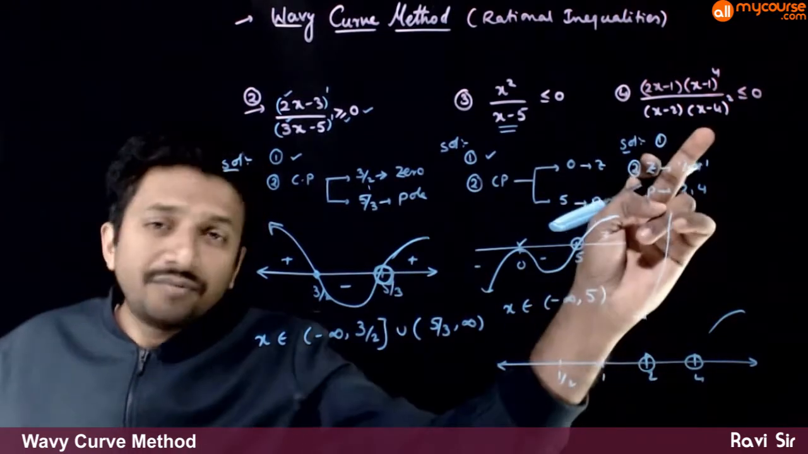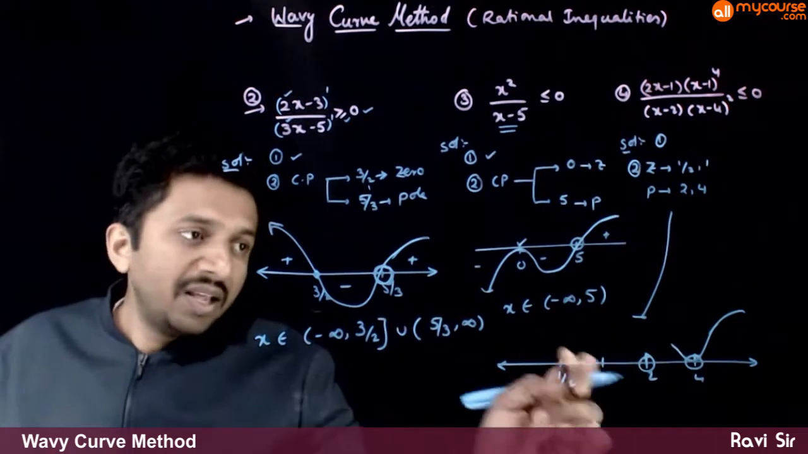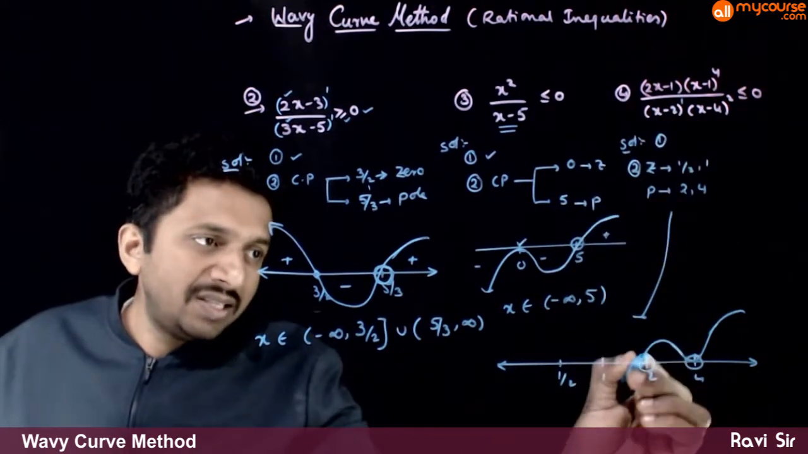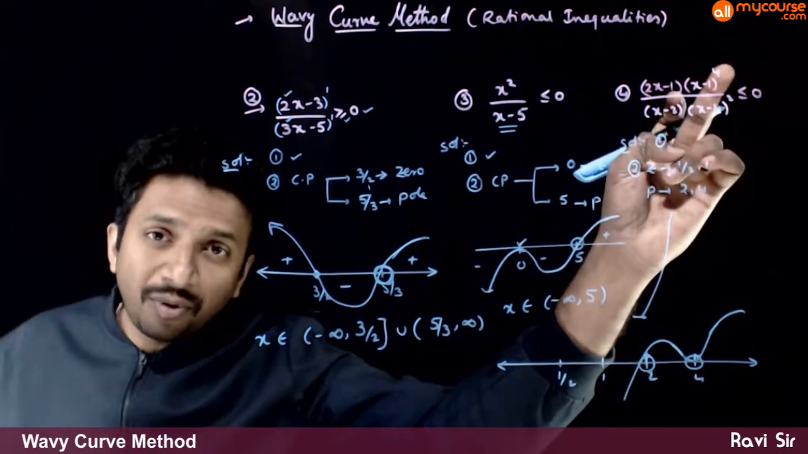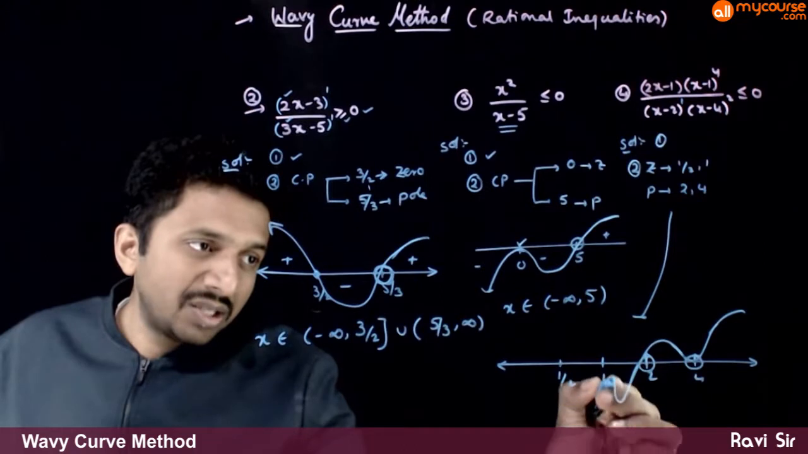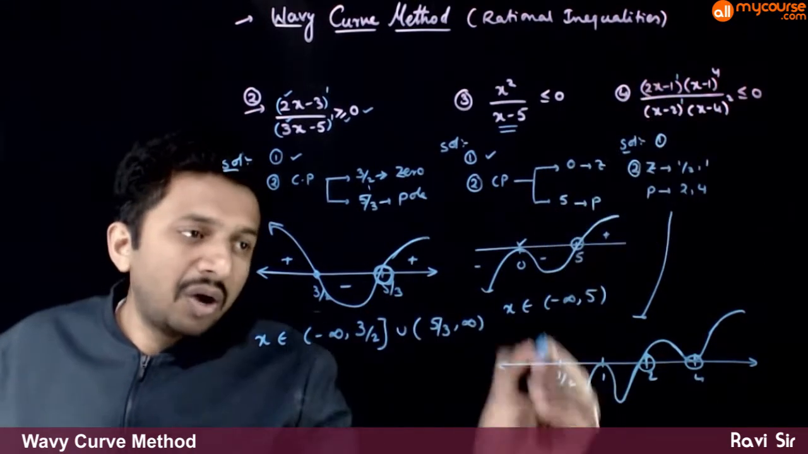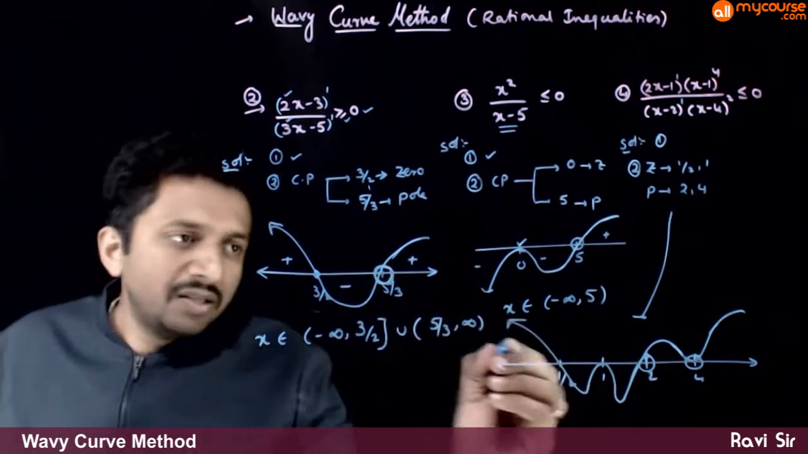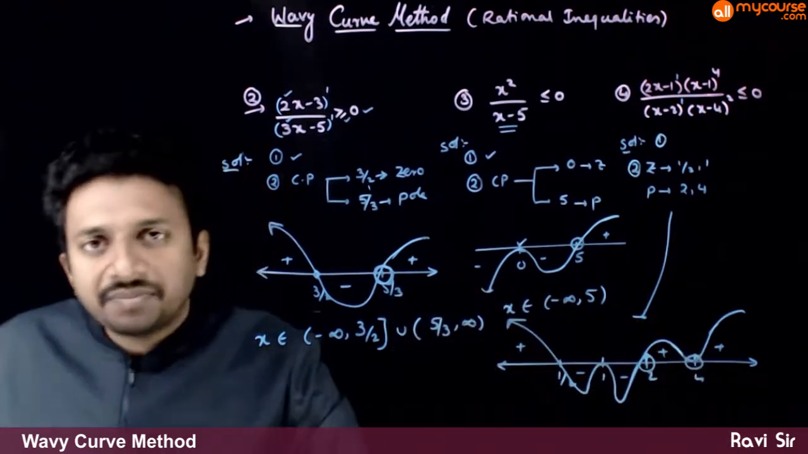At x is equal to 4, you can see the power is even. So it does not change sign. At x is equal to 2, the power is 1 and the sign changes. At x is equal to 1, the power is 4, even, and the sign does not change. At x is equal to half, the power is odd and the sign changes. So plus, minus, minus, plus, plus.